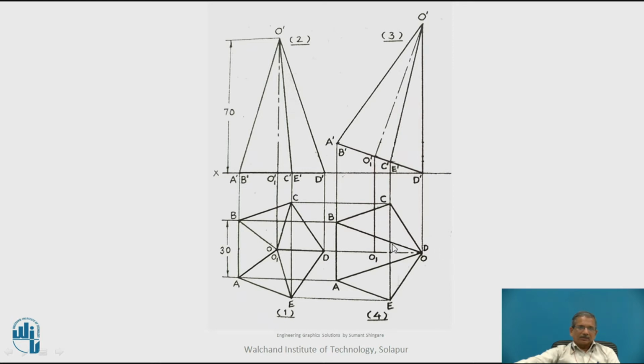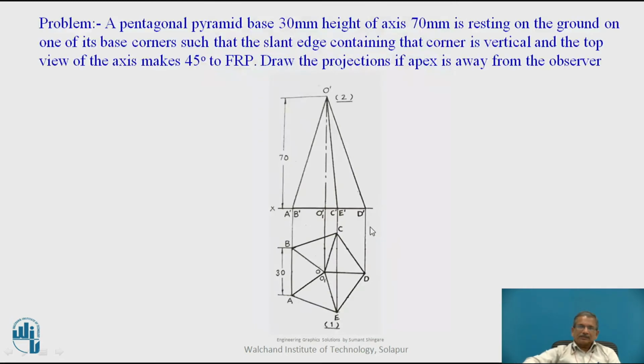So draw this, then project O dash downwards, project horizontally O dash. So O dash will be the center line. So this is the second stage where it is satisfying that the slant edge is vertical. So that care we have taken. Now what is the next condition?